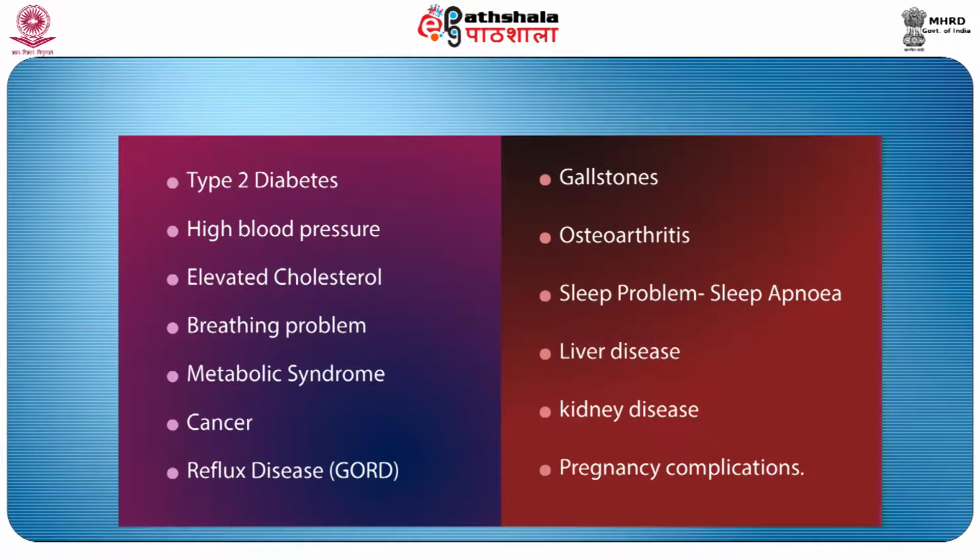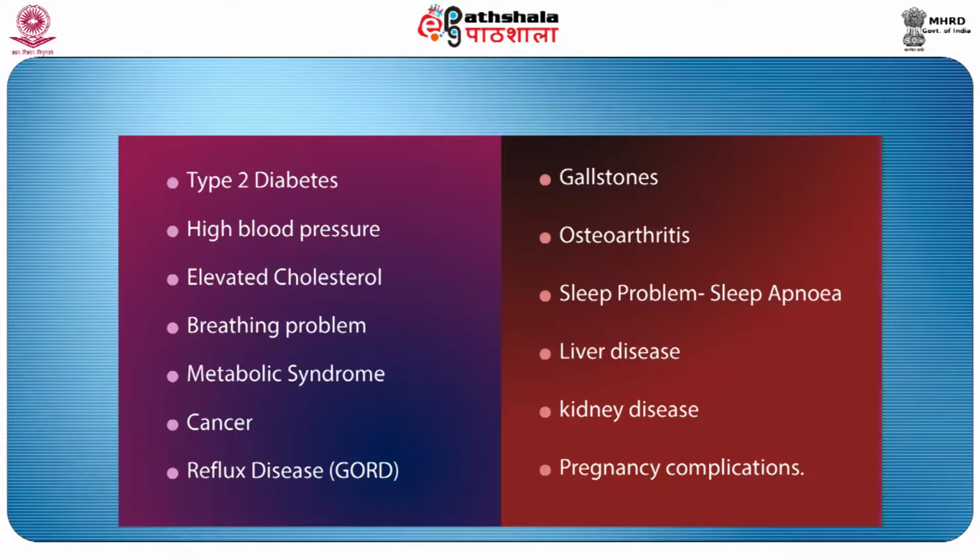Obesity increases the risk of developing a number of serious health problems. Type 2 diabetes, a condition that causes person's blood sugar level to become too high, high blood pressure, elevated cholesterol, that is hypercholesterolemia, and atherosclerosis, where fatty deposits narrow your arteries, which can lead to coronary heart disease and stroke. Breathing problem, metabolic syndrome, a combination of diabetes, high blood pressure and obesity.